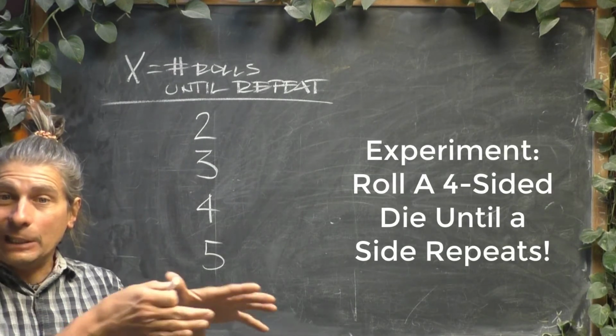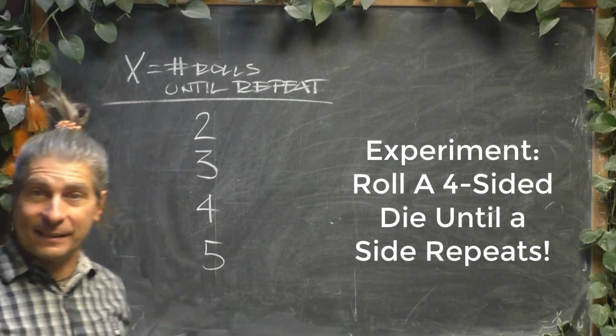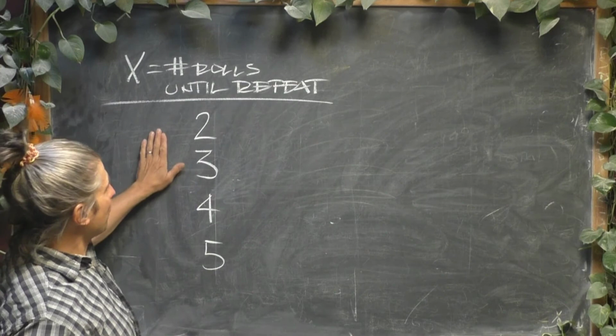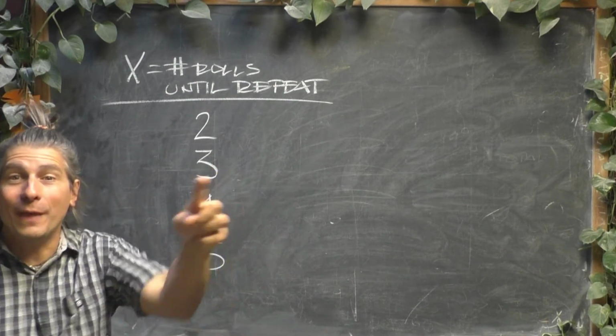The experiment is: roll until you get a repeated face. Now the fun part, in my humble opinion, is figuring out the probabilities that go with this. We'll do that in the next video.